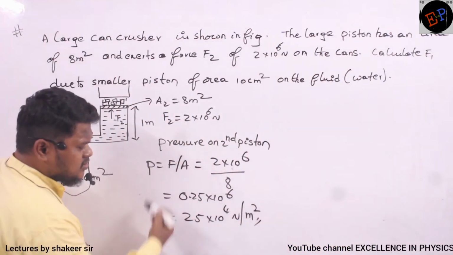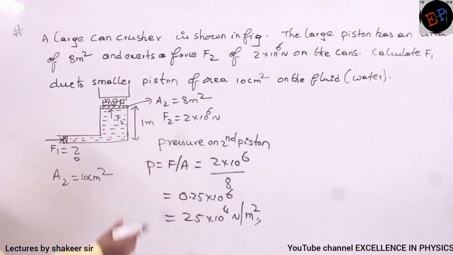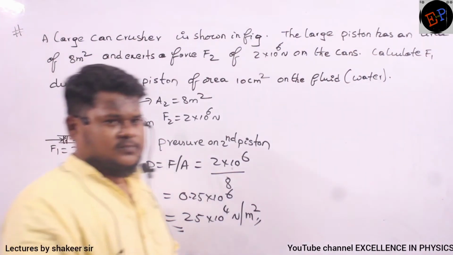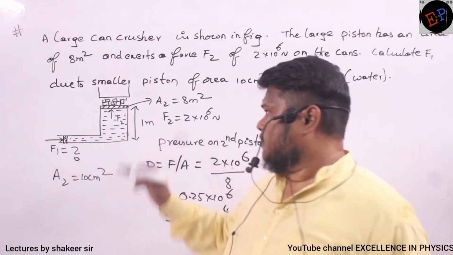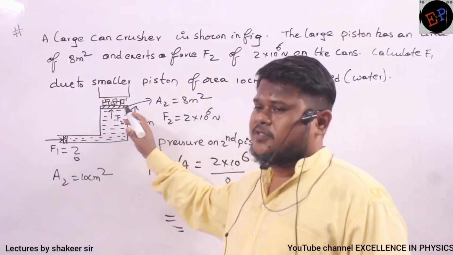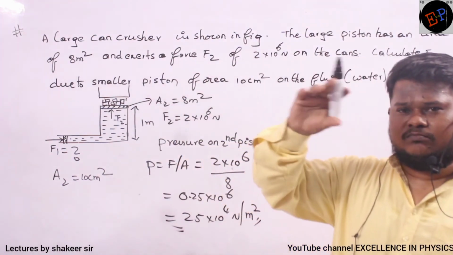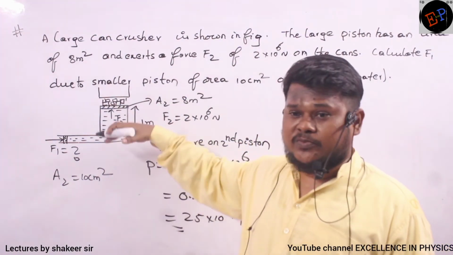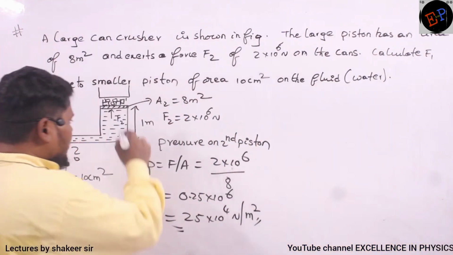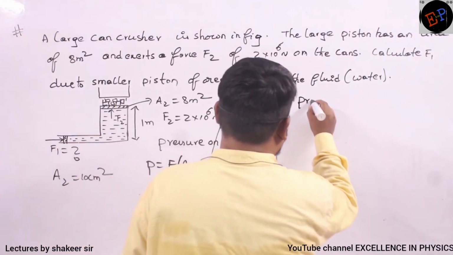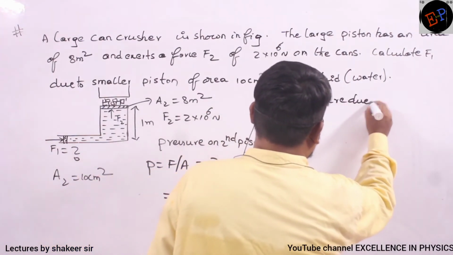Now this increase in pressure should have been supplied by whom? The increase in pressure should have been supplied by the first piston. But the problem is that the first piston and second piston are not at the same height. That point also I have to take into consideration. If these two pistons are at the same height, I can say the pressure on the first piston is this much, and the pressure on the second piston is also the same. But there is a liquid column height also. It means the pressure due to the liquid column also I have to take into consideration. So what is the pressure due to the liquid column?